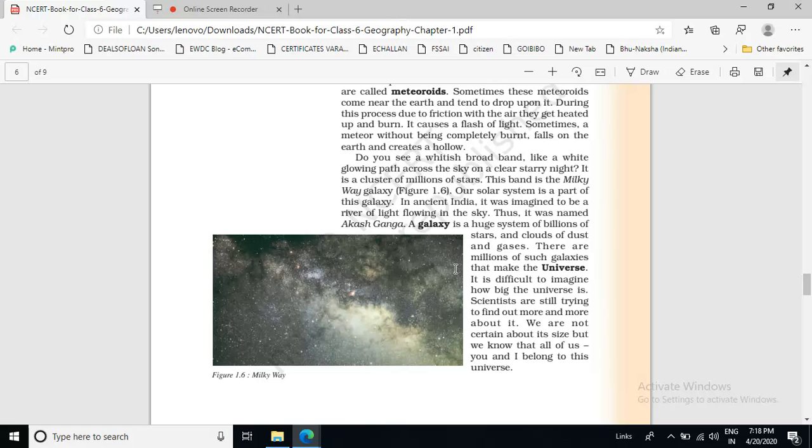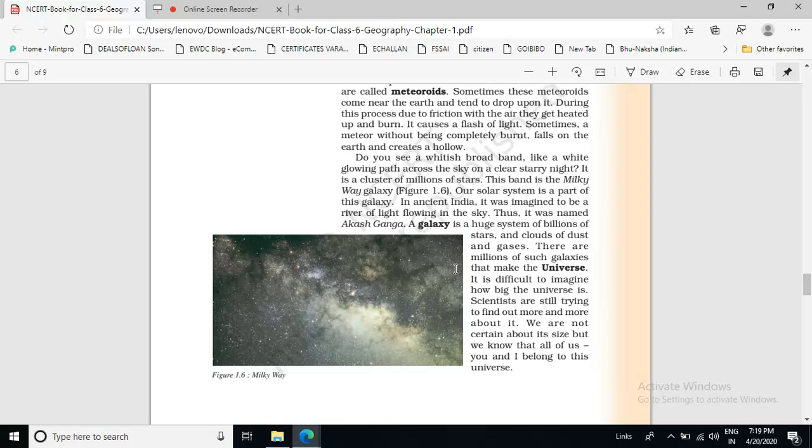A white glowing path which we see across the sky is called the Milky Way Galaxy, which is a group of millions of stars. Okay. And what is very important is that our solar system is a part of this galaxy. This Milky Way Galaxy is a group of millions of stars, and our complete solar system is a part of this galaxy. Okay.